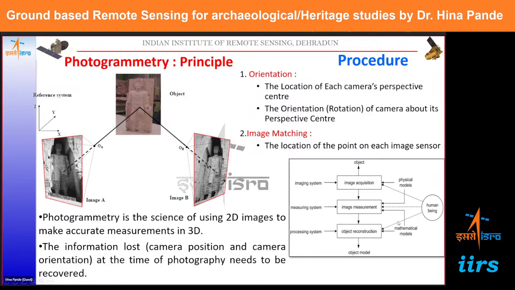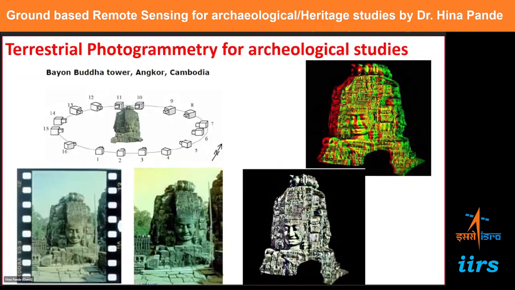The same thing happens in the human brain also. When we use two eyes as sensors, we are looking at the object on the ground from two different locations because there is a distance between the two eyes. So from two locations we get images, and in the brain an inverted 3D image of the object is formed.